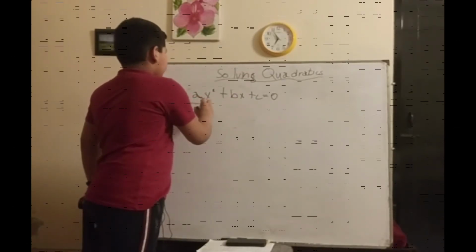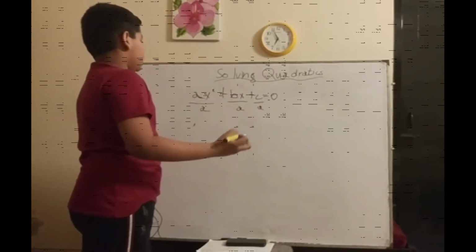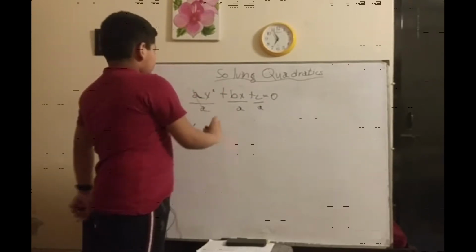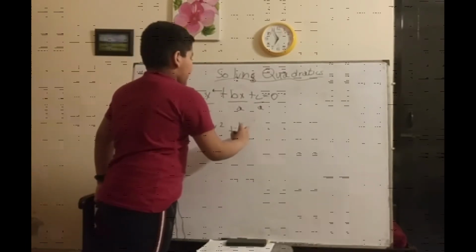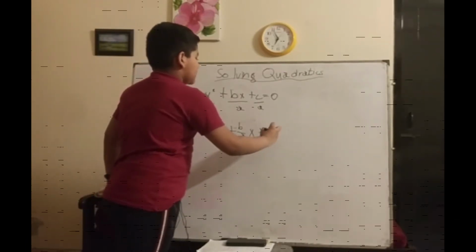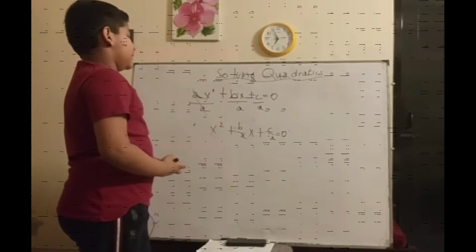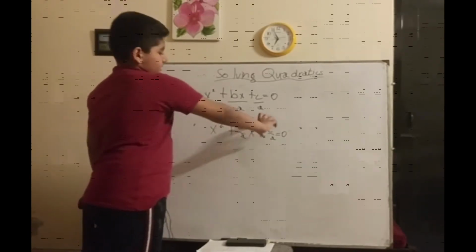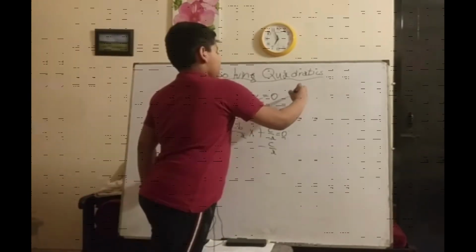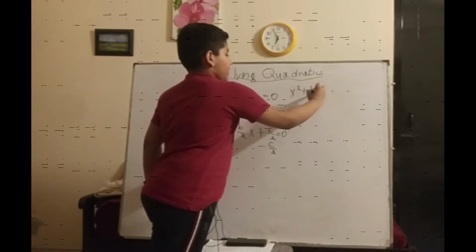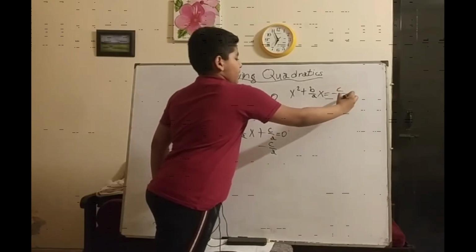Then we have to divide by a, remember, so that x squared can be operated alone. That's how it's easier. So the a's are crossed out, and it'd be x squared plus b over a x plus c over a equals 0. Now the second step is to subtract c over a from both sides. So when we do that, we have x squared plus b over a x equals negative c over a.